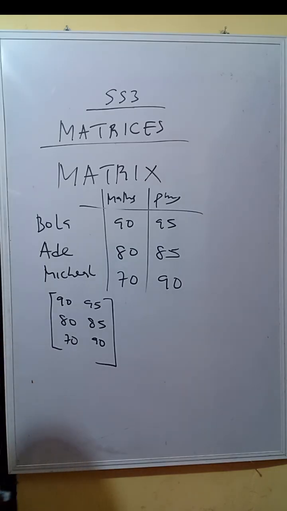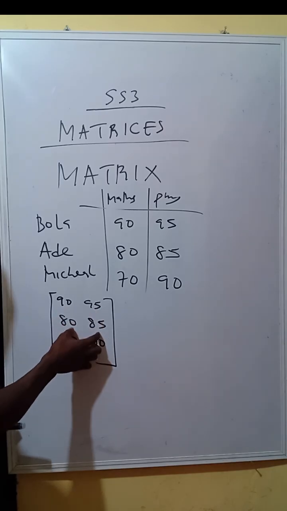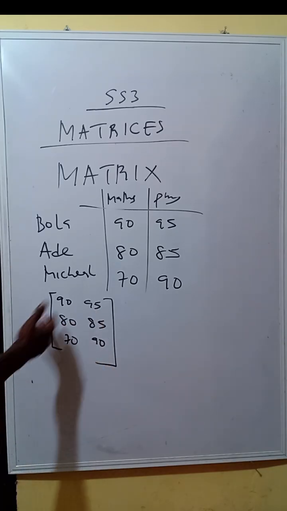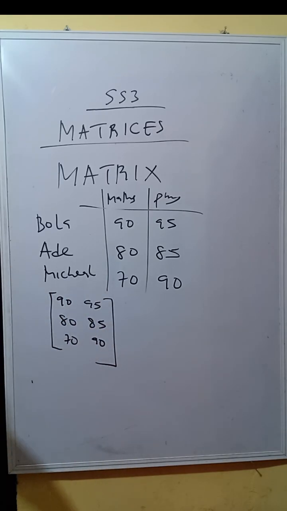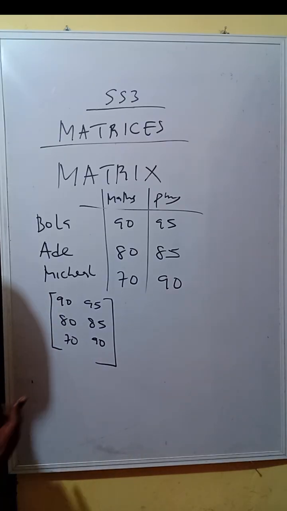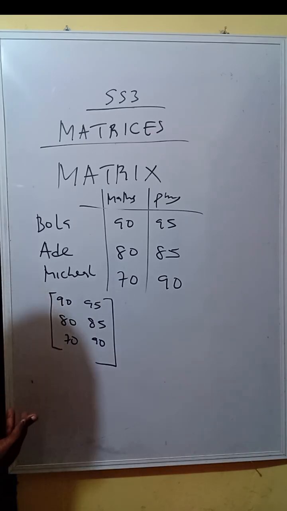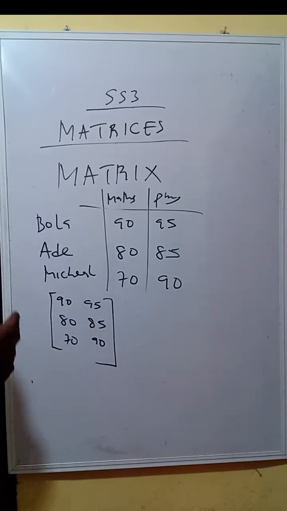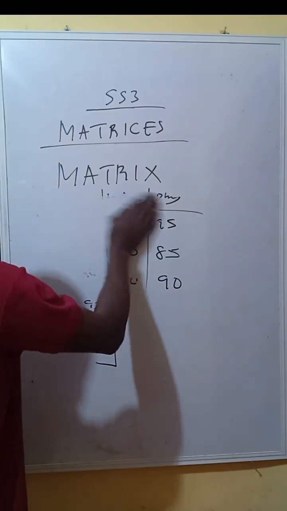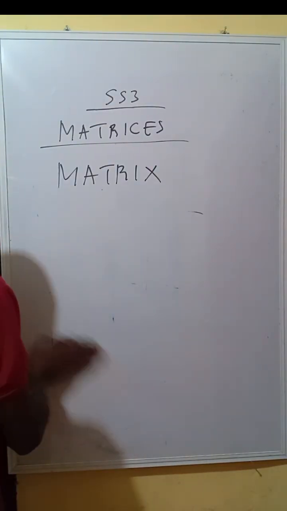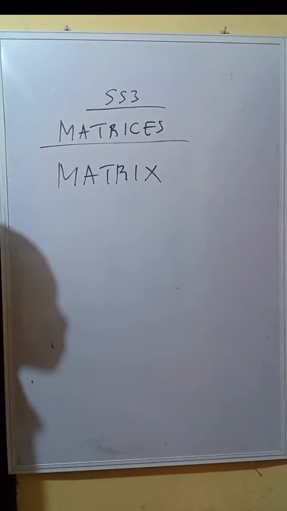So matrices is a rectangular array of numbers. Look at it, rectangular. We arrange the numbers in form of a rectangle. That's what we're talking about when we talk about matrix. It's very, very important. It has its application in advanced mathematics, and it is used in programming and more. So the first thing you need to know about matrix is this. I'm sure you have written that down.